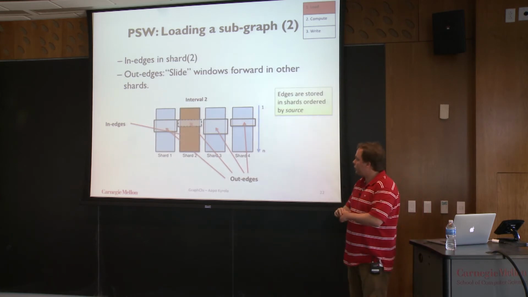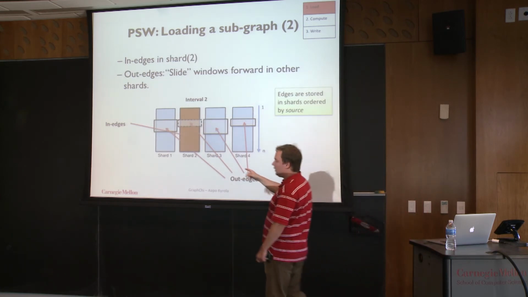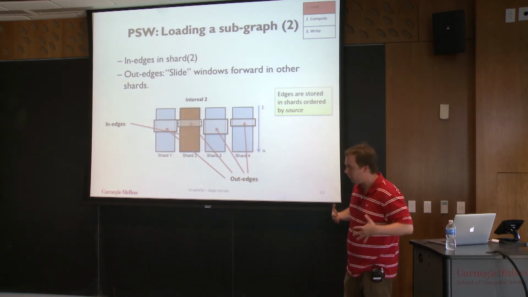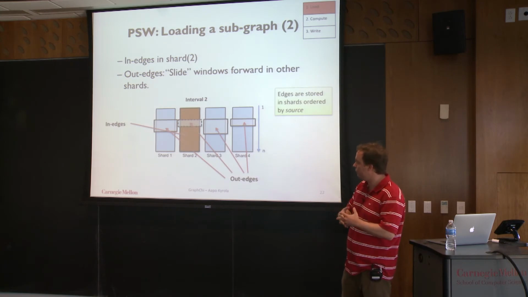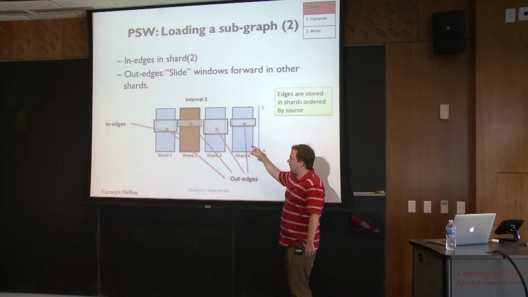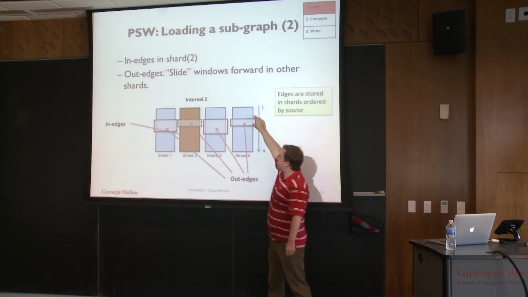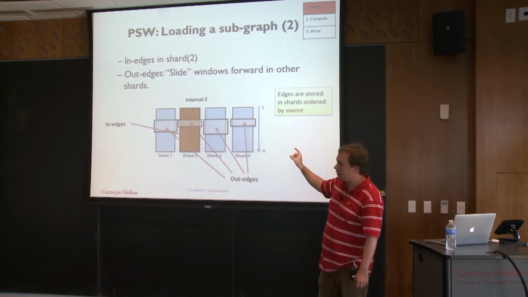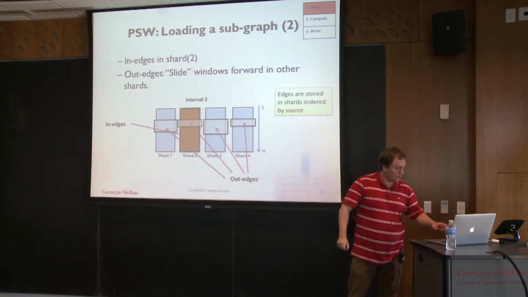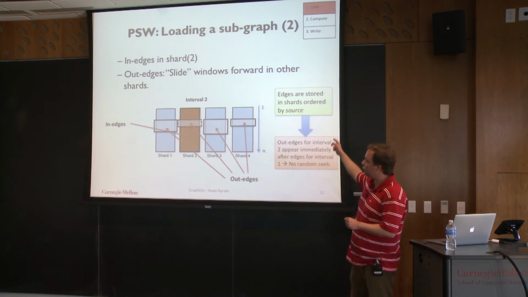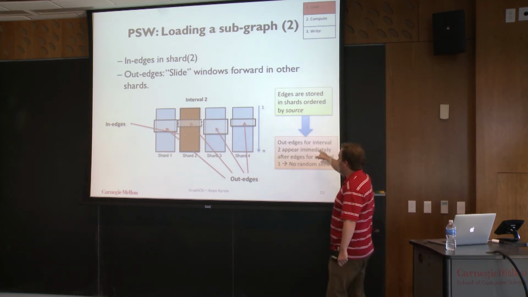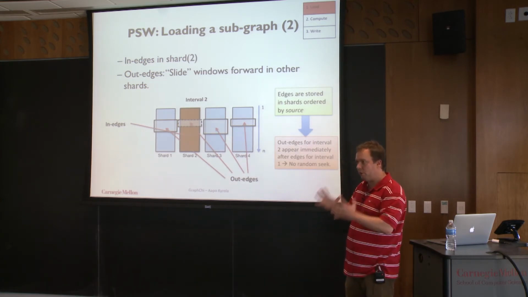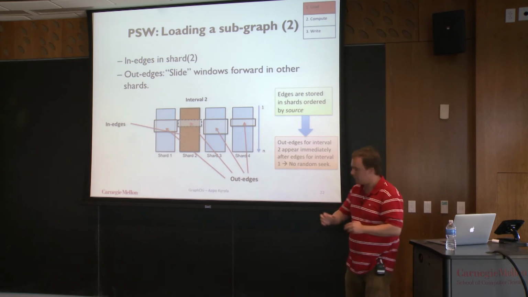Then when we move to the next interval, interval number 2, we load shard number 2 completely into memory. Now it has all the in edges that point to vertices in interval 2. And now all the out edges for interval 2 are just next, in each of the shards, to the edges for interval 1. So this is the benefit of sorting the edges by the source. Out edges for an interval appear just next to the out edges of the previous interval.